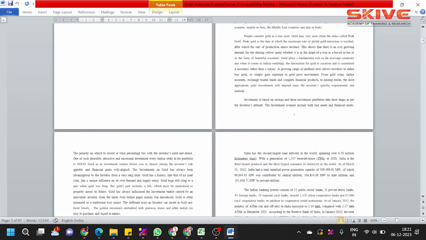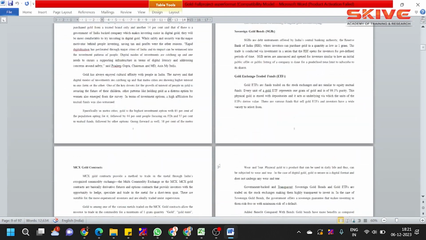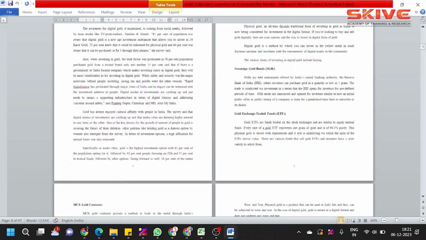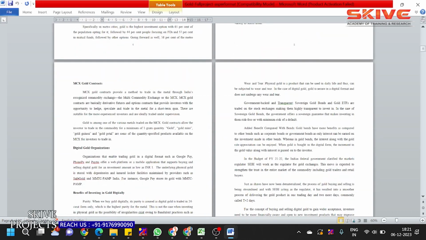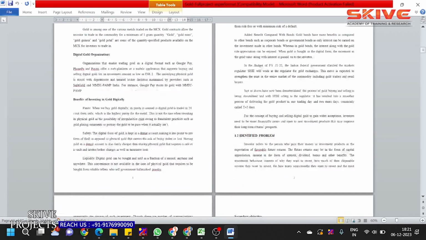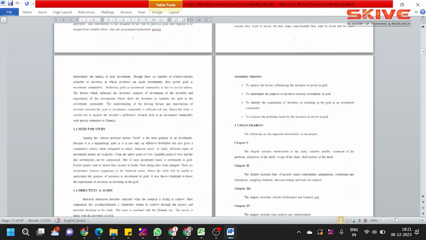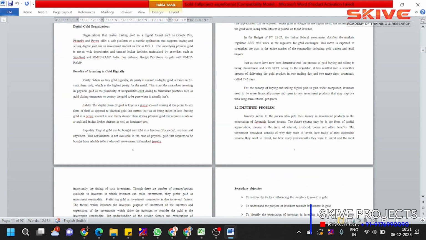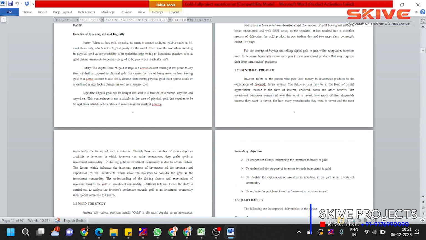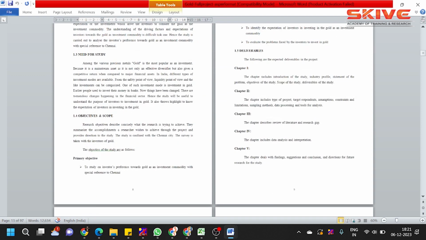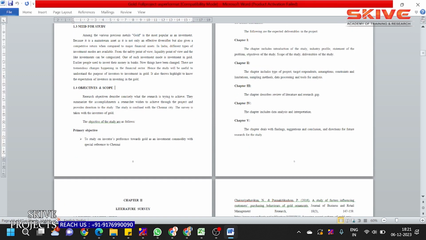Starting with the introduction part. Here the introduction will briefly cover the advantages of gold, the schemes, and the benefits that people who have gold are able to utilize. Then the identified problem: what are the problems identified in gold investment will be discussed here. The need for the study covers the importance of this study, particularly for gold, then objectives and scope.